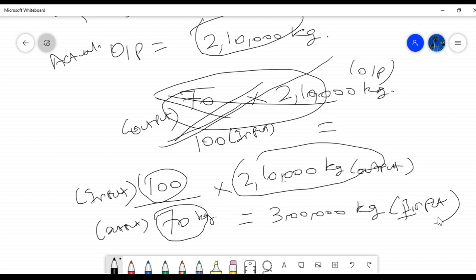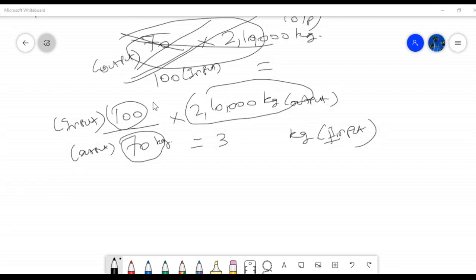So 3 lakh kg is my standard quantity for actual production. Okay? So what is next? Simple. This is the only thing we have to identify in this question. All other things are very simple.